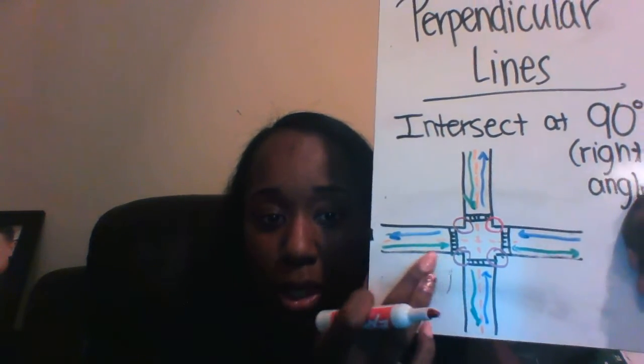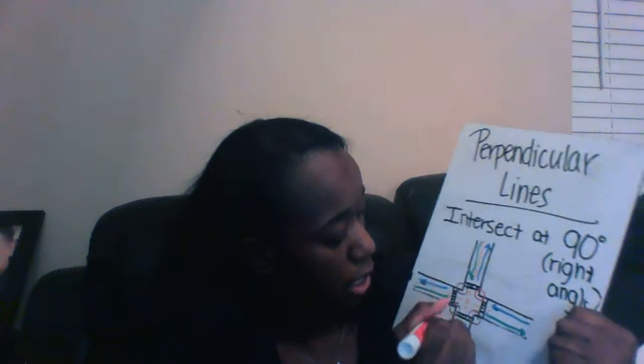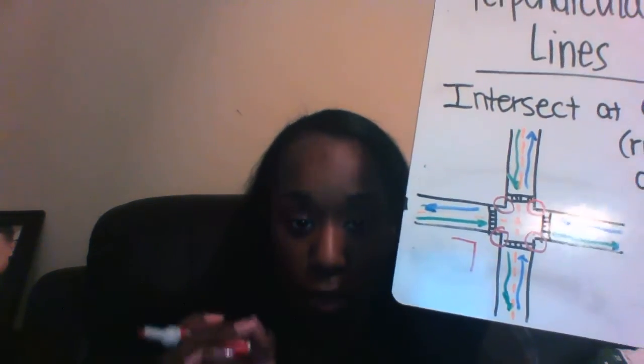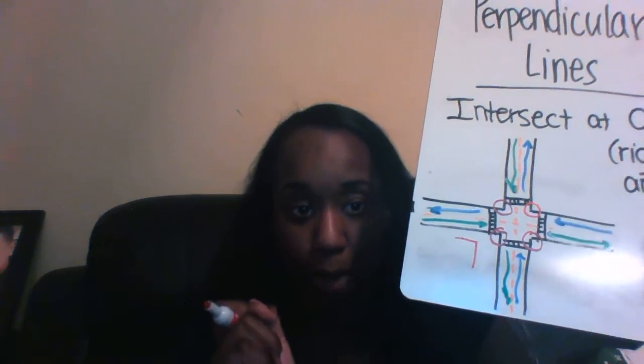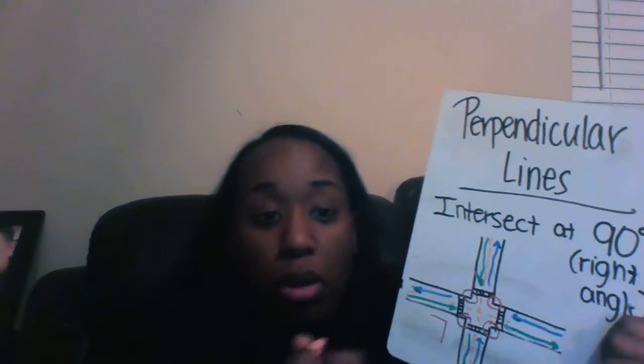That's not quite 90 because my hand was shaking a little bit. There you go. It meets at a 90-degree angle. So our little red circles are our 90-degree points. Our blue and green are parallel. So parallel lines never meet. They will always be like this.